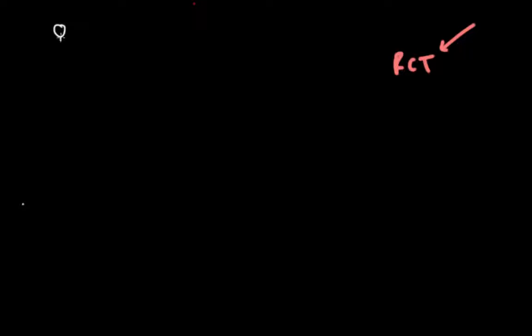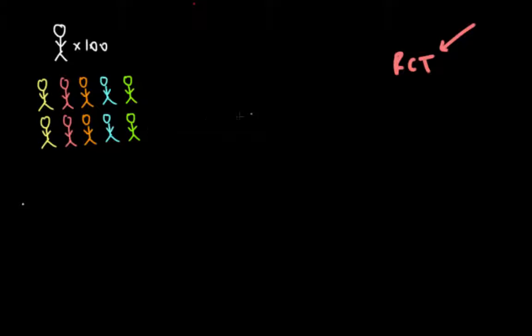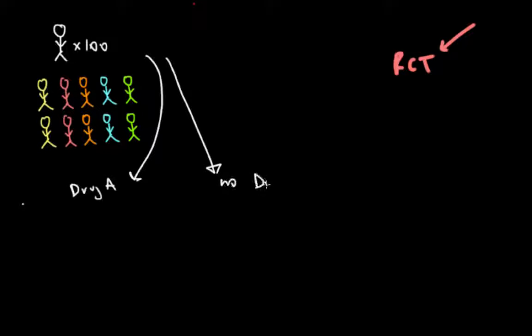So let's say we start with 100 people, and I'll just denote this by this stick figure right here on the top left. And I've already drawn in the population here, and let's say that each of these different colored people represents 10 individuals. So we have a diverse slice of the population. And the idea is we're going to break these into two groups. And let's say this first group here is going to get a drug, which we'll call drug A. And this second group here isn't going to get a drug.